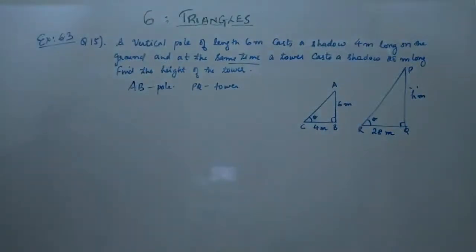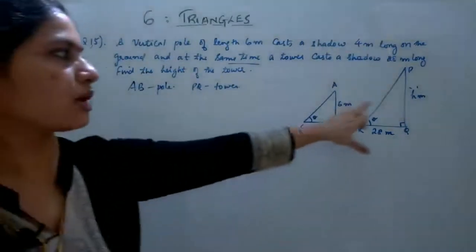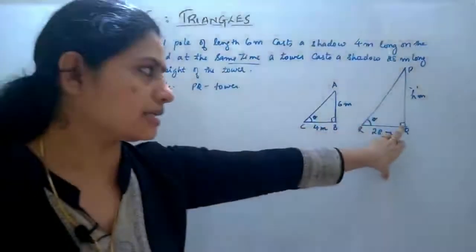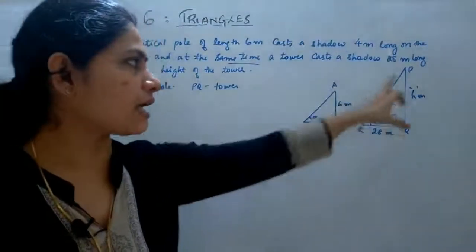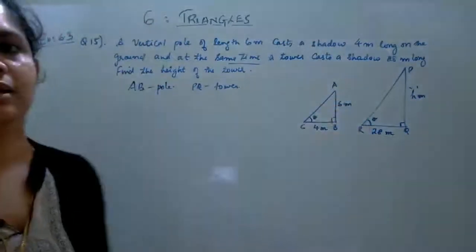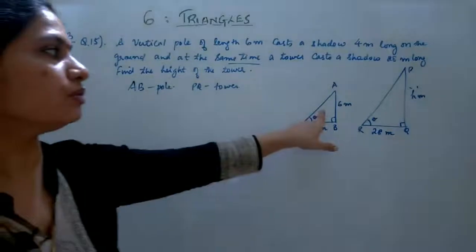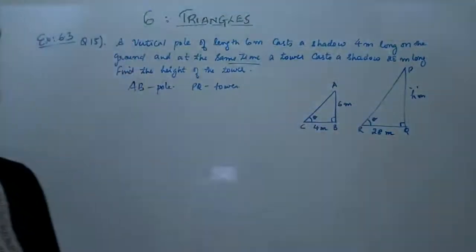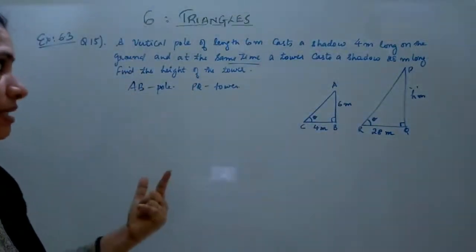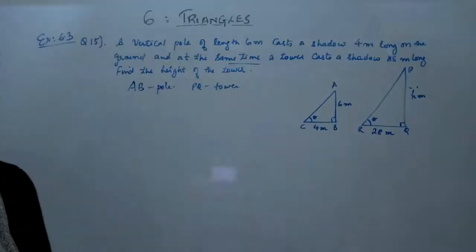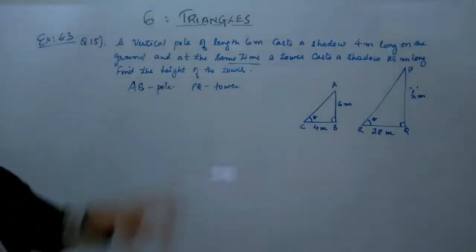Okay, and using this concept, and these two are vertical, that means here you have 90 degrees for both things, that is the tower as well as the pole, both are subtending an angle of 90 degrees. So you will get, or you can prove, that the two triangles are similar, and by that similarity concept you can just take the ratios to be equal and find out what is the height of the tower.